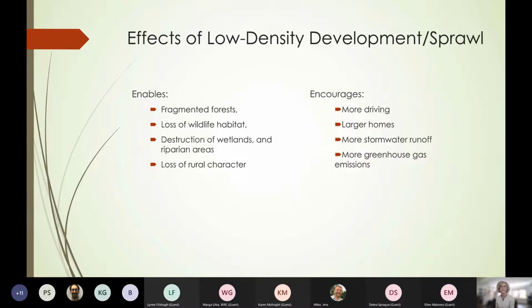So again, the effects of low density, or what we would call sprawl, it enables fragmented forests, destruction of wetlands, and loss of the beautiful natural areas in Vermont. Encourages larger homes, more driving, more stormwater runoff, and ultimately more greenhouse gas emissions. So very important for climate change to address this in land use planning.